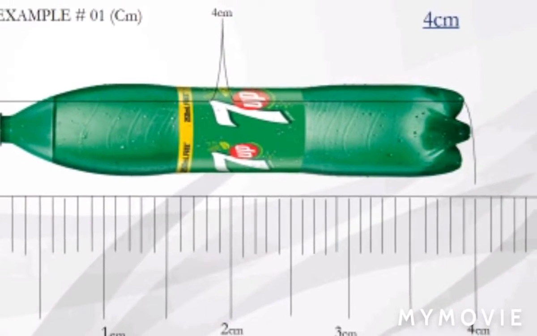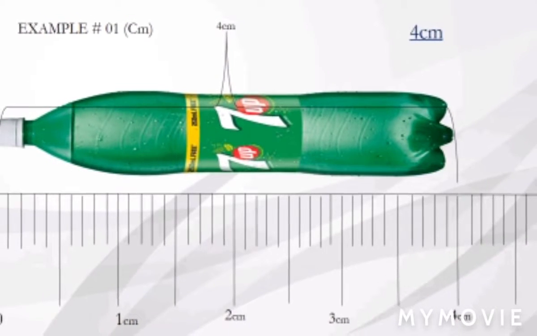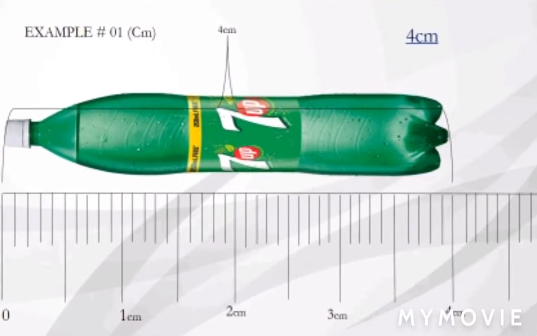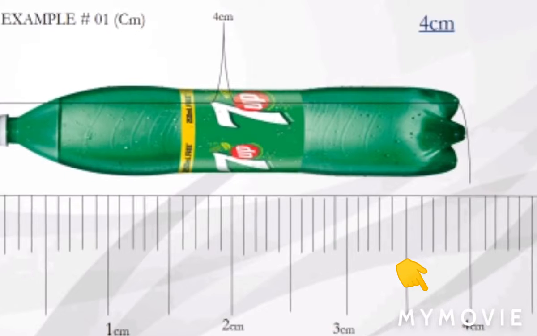For example, we are measuring this object. If we measure this, it falls on 4.